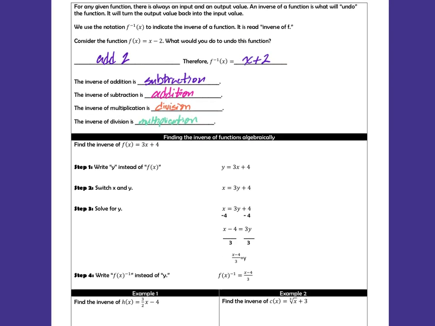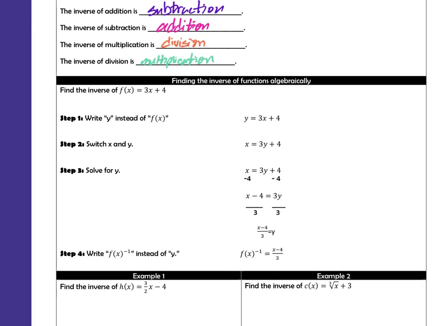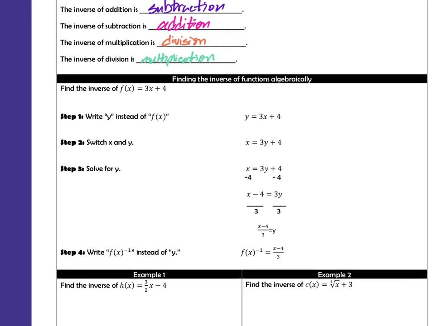So then they give us an example of a harder one instead of the one in the first definition. Find the inverse of f of x equals 3x plus 4. Step 1, we write y instead of f of x. Step 2, switch the x and the y. Then solve for y. So I subtract 4, divide by 3, and I get x minus 4 divided by 3. And then instead of writing y, we write the inverse of f.